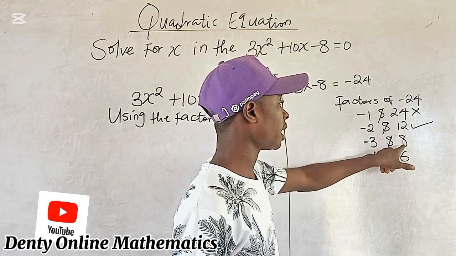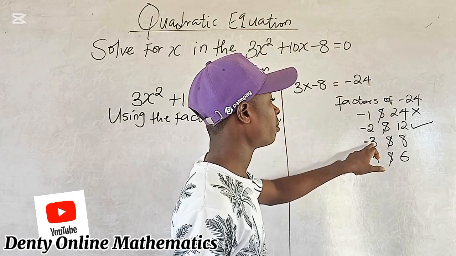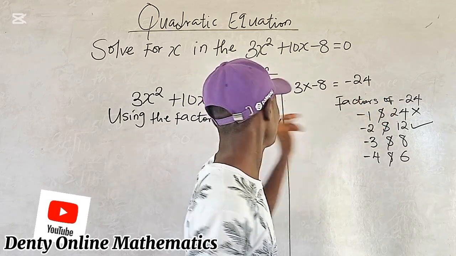Now, minus 3 times 8 will give us minus 24. Minus 3 plus 8 is 5. It's not equal to 10.